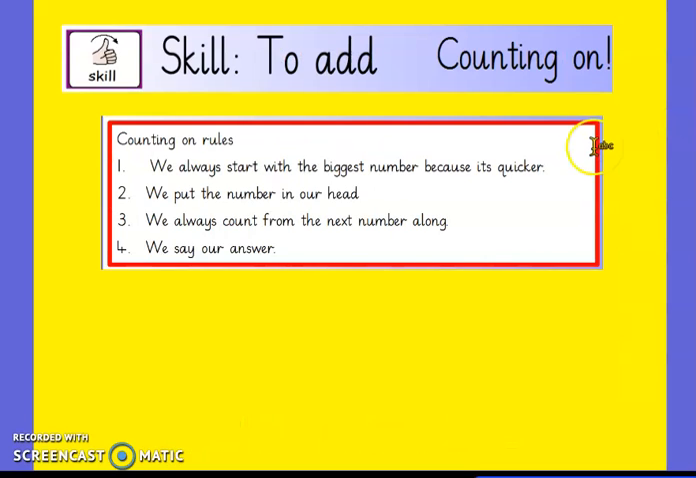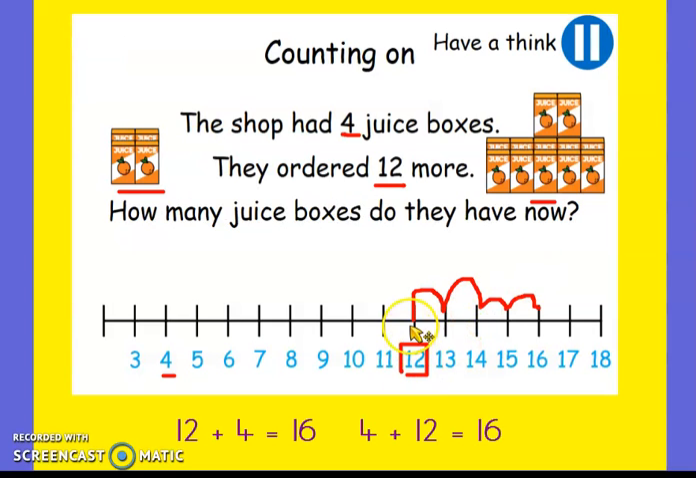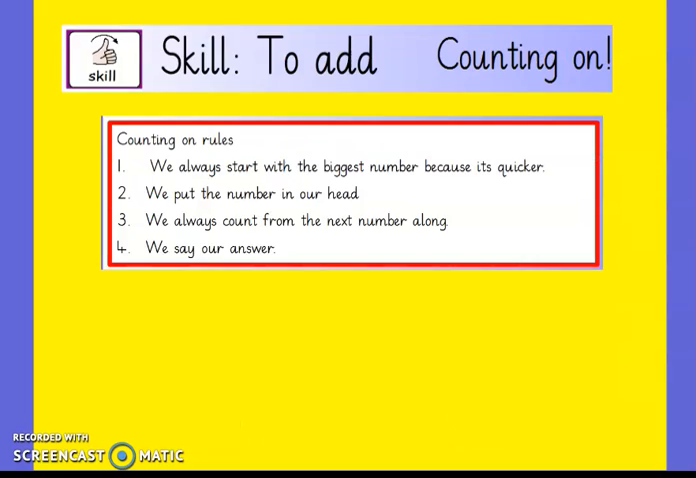So our counting on rules. We always start with the biggest number because it's quicker. We put the number in our head and we always count from the next number along, and then we say our answer at the end. So let's see what that looks like. 12 add 4. 1, 2, 3, 4. We didn't start on 12, we jumped. Our first jump was to 13. So 1 jump, 2 jumps, 3 jumps, 4 jumps, and then we say our answer. So 12 add 4 is 16, and then we write it down.